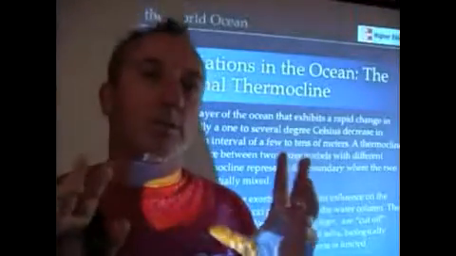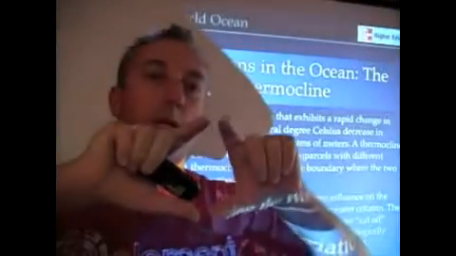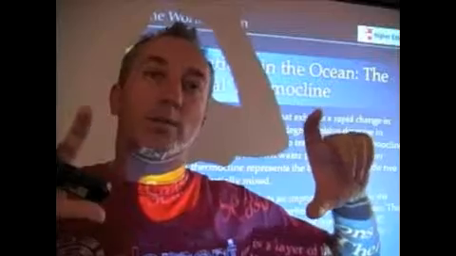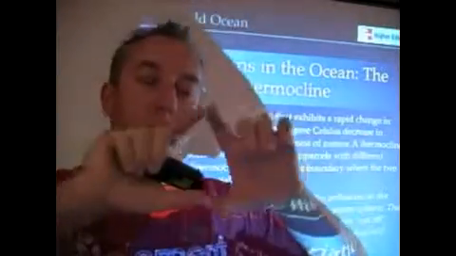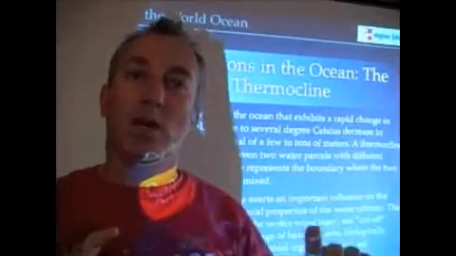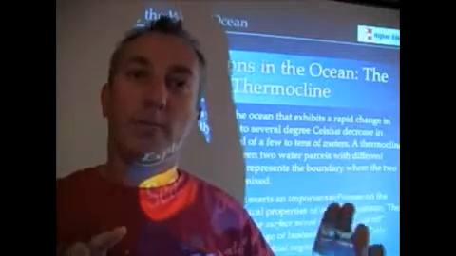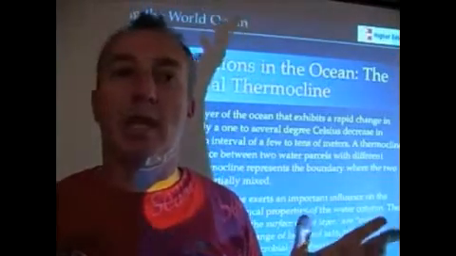When we heat the surface of the ocean, we create a layer of hot water at the top. And that layer of hot water at the top is sitting on a colder layer at the bottom. A lake is very similar to that.